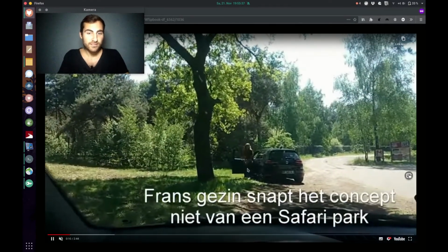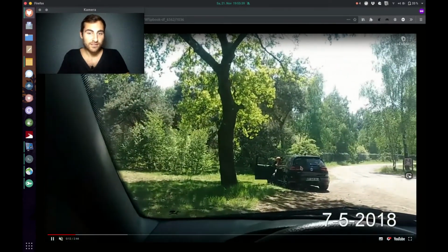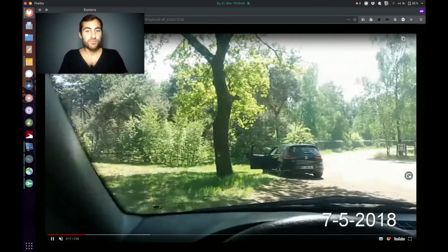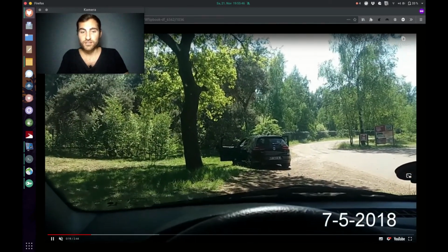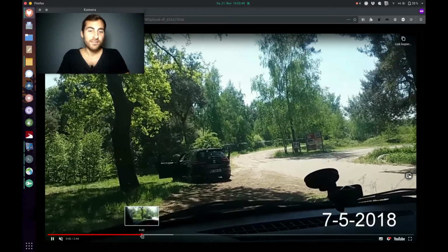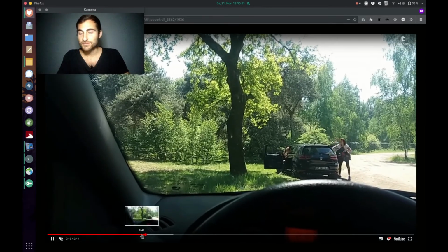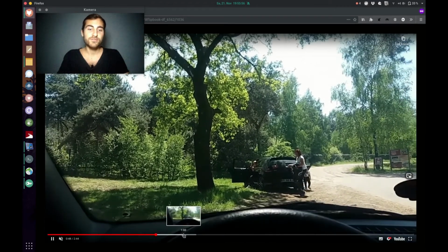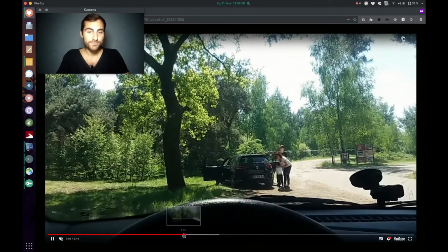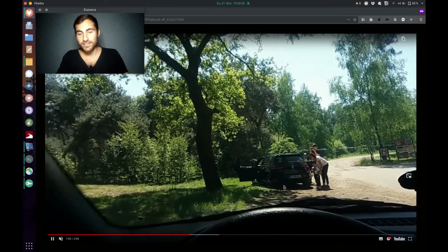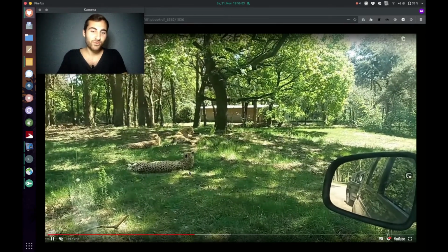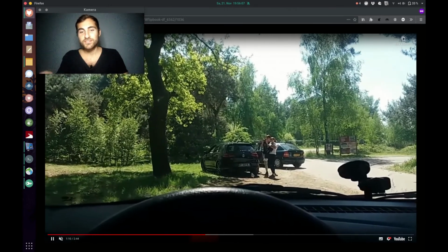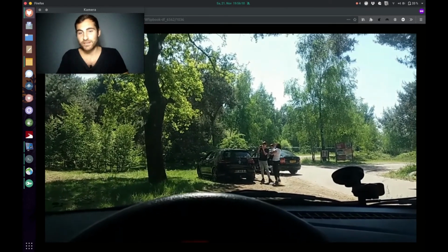And in this case you can see here is a family and here are cheetahs, and they are pretty much 10 meters away from each other. And now what the family does is more than just ridiculous. They are going out of their car to take photos of these cheetahs. They even take out the kid. I mean, this is so dangerous, because if you're standing 10 meters away from a cheetah, he could just jump to you and kill you.